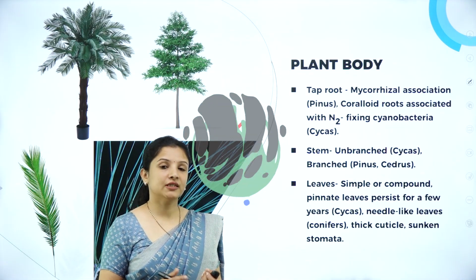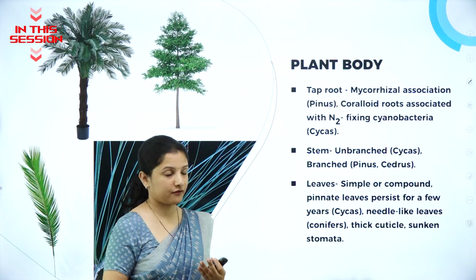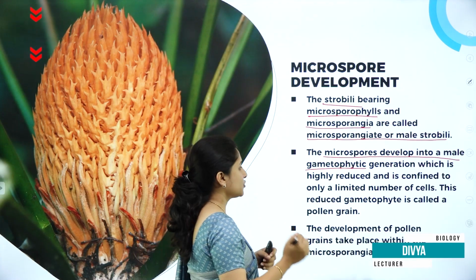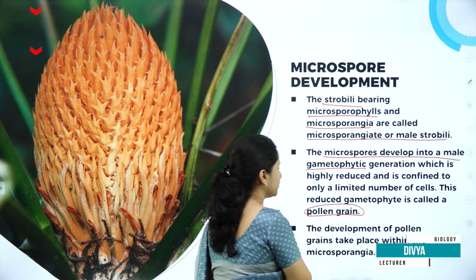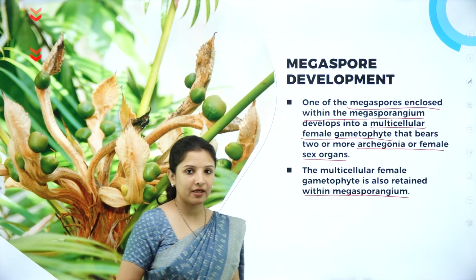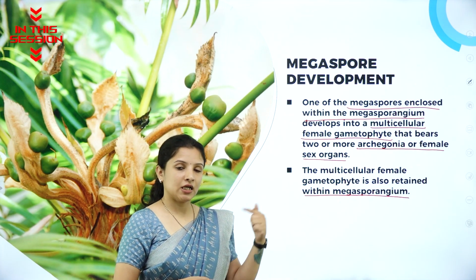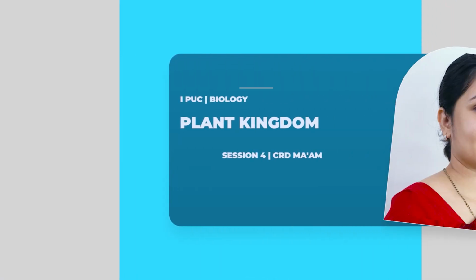These gymnosperms have true roots, stem and leaves like other angiosperms and pteridophytes as well. It will further undergo meiosis to produce the male gametes, that is the pollen grain. What is there in the megasporangium? In the megasporangium, the archegonia is there. In the archegonia, the egg cell will be produced.